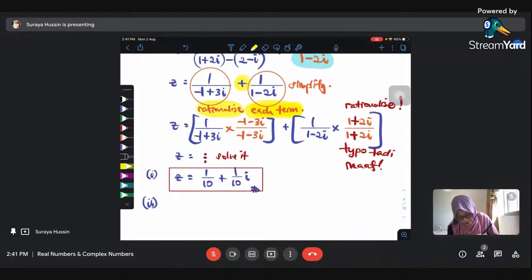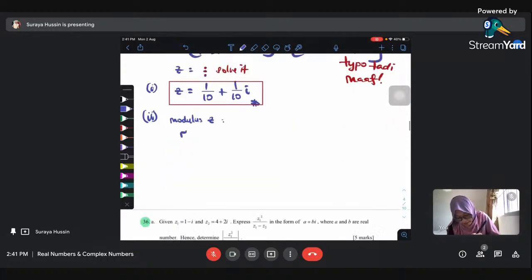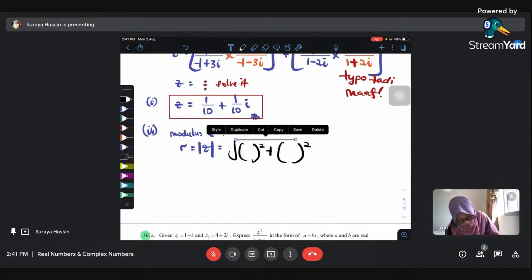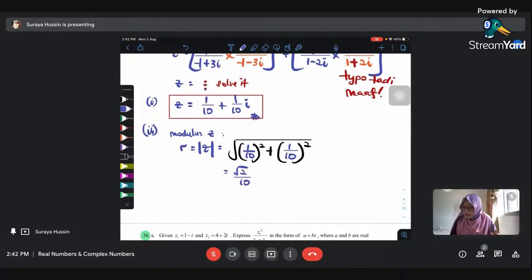I accept it. So now, what you need to do is finding the modulus Z. Modulus Z bermaksud you nak cari R. And so the formula is square root of something squared plus something squared. This is the formula untuk modulus Z. So you masukkan saja nilai A dan B kamu, and you will get root 2 over 10. Okay. So that is your answer.